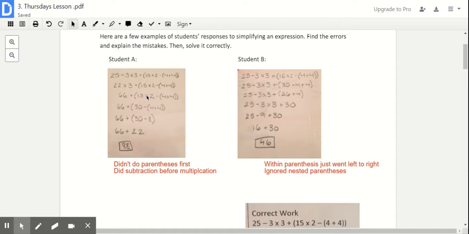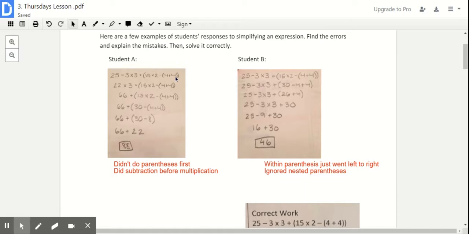This is incorrect. So you should always be doing parentheses first. If there's a nested parentheses, you need to do the nested parentheses first, then the outer parentheses. And then, of course, you should never do subtraction before multiplication, which is why this is incorrect. Okay. So realize that this person did left to right, didn't care about the order of operations, and didn't care about the parentheses. So this answer is entirely wrong.